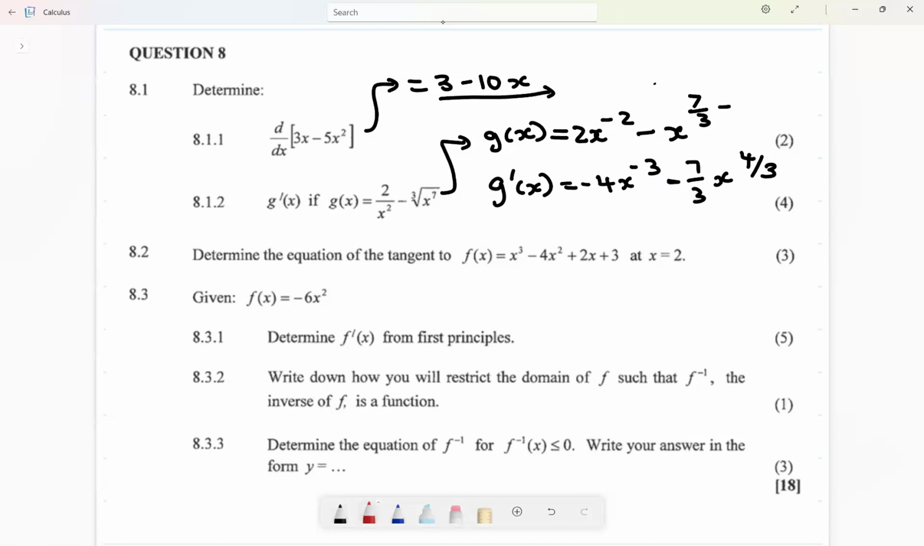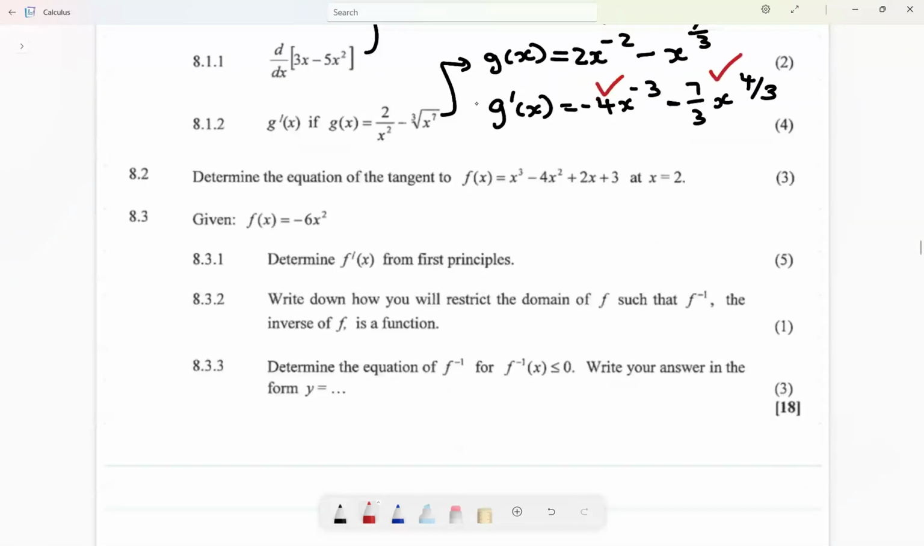So just easy. Moving this from the denominator is a mark, removing the radical from the cube root is a mark, and then differentiating this and differentiating that. Guys, these are easy marks that one should be in a position of getting in an exam paper. 8.2 says determine the equation of a tangent to this graph.